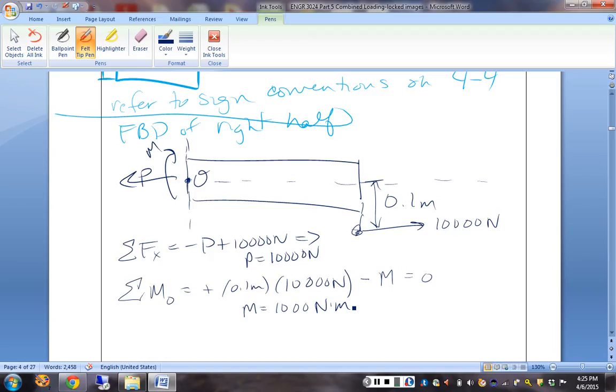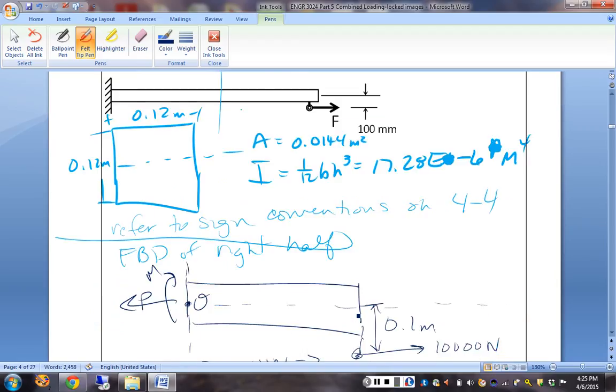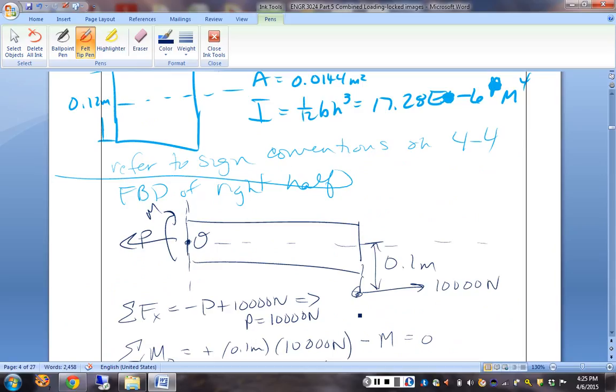And again, if you think about the real situation, if you pull on that from the bottom, what's it going to try and do? It will make it bend down this way. That's a frowny look. It's the sign conventions on that internal moment. Go back and review it. I think that might be what's making you frowny.